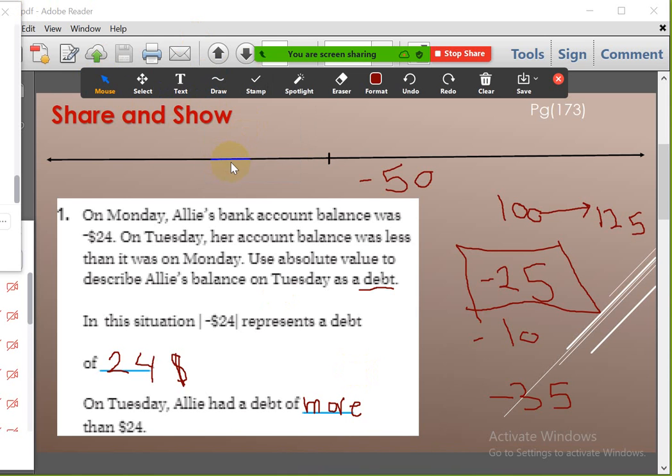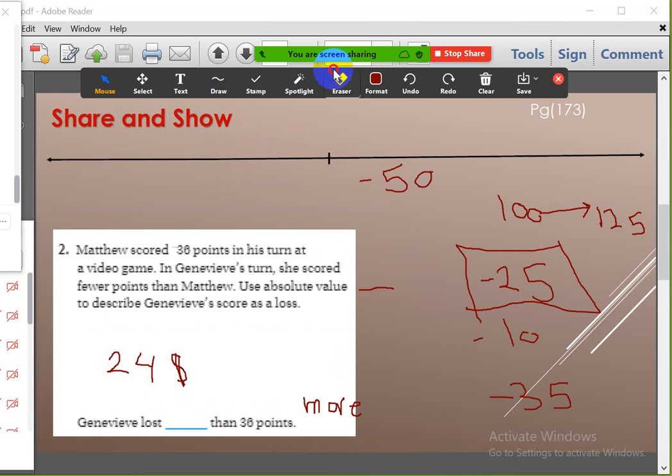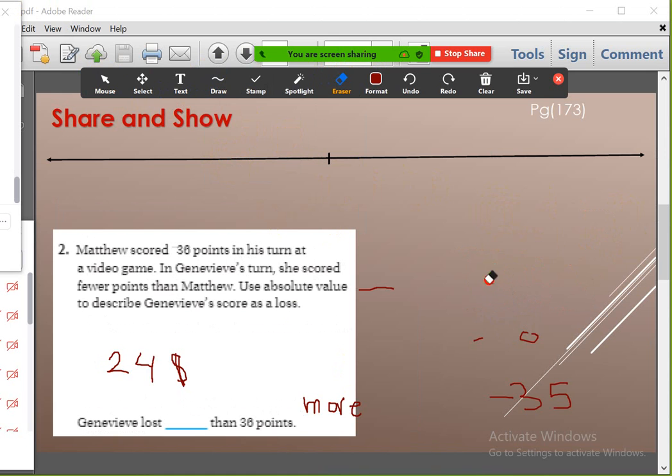Now let's move to number 2. Matthew scored negative 36 points in his turn.